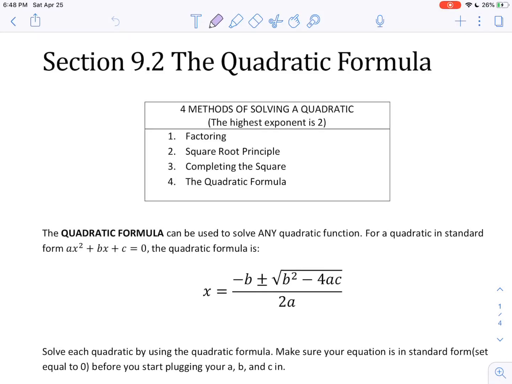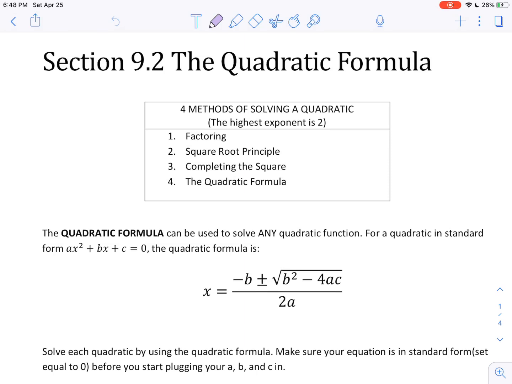Okay, section 9.2 is the quadratic formula. So, like I said in the previous lessons, there's 4 methods to solving a quadratic. Remember, a quadratic is when you have a polynomial or an equation where the highest exponent is 2, so that's something being squared. And the 4 methods are factoring, which you know how to do.